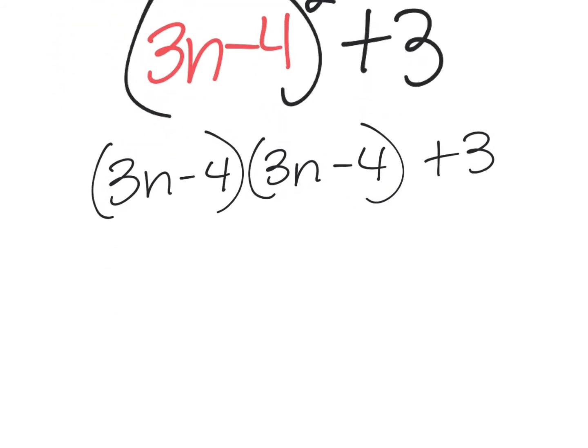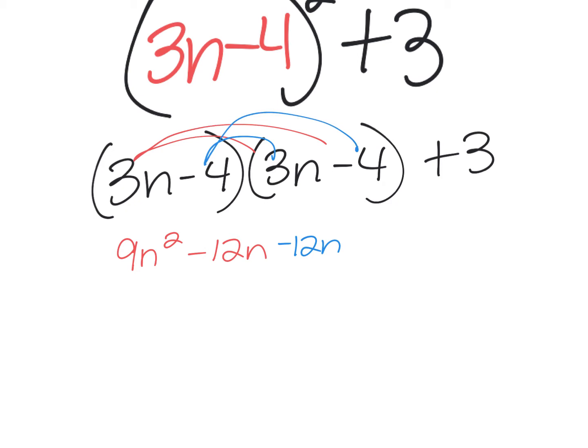Okay, now let's go ahead and keep going. So we have to distribute this 3n. That would give me 9n squared. 3n times -4 is -12n. Now we're ready to distribute the -4, so that gives me -12n right there. -4 times -4 is +16. And then I'm going to drop down that +3 on the outside.